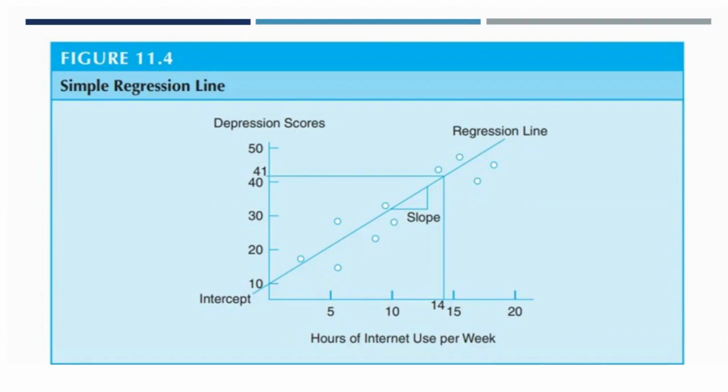So we would expect an individual who uses the internet 14 hours per week to have a depression score of 41. This score can be estimated by drawing a vertical line from the score on the x-axis variable up to the regression line and over to the y-axis variable, or by using the regression formula. If A equals 6, B equals 2.5, and X equals 14, then Y predicted equals 2.5 times 14 plus 6, which gives us the Y variable of 41.